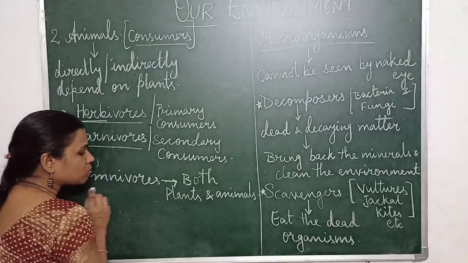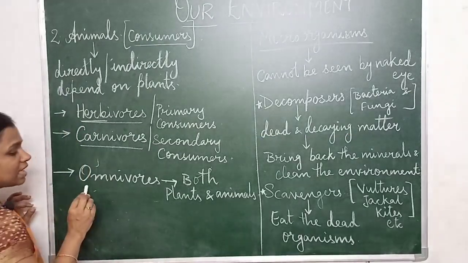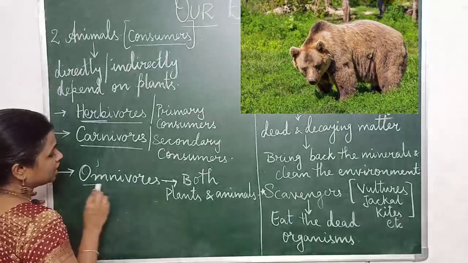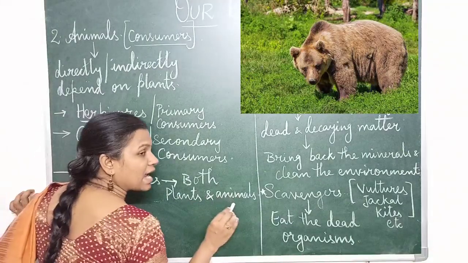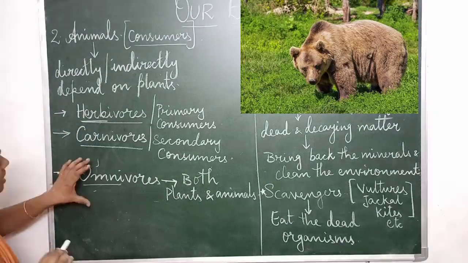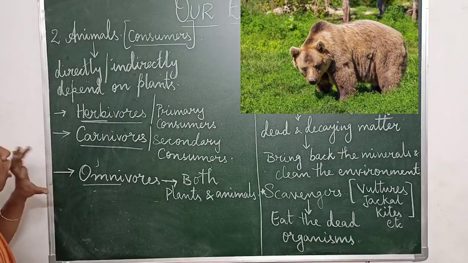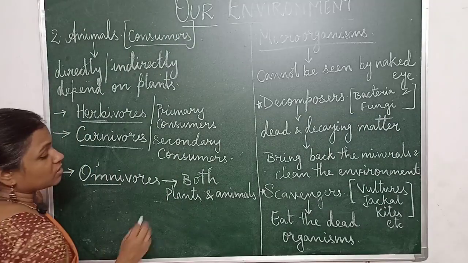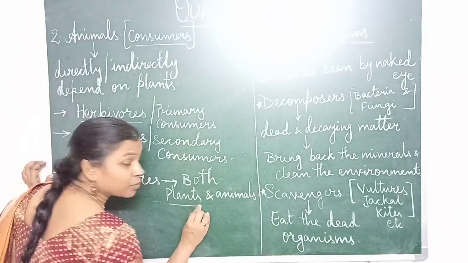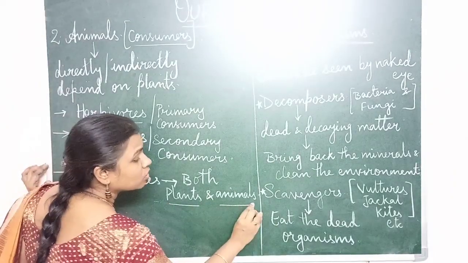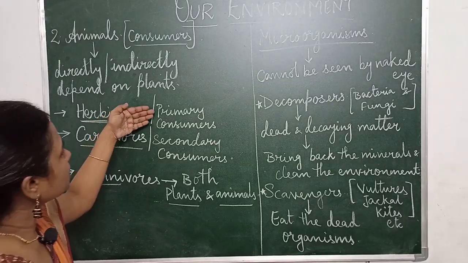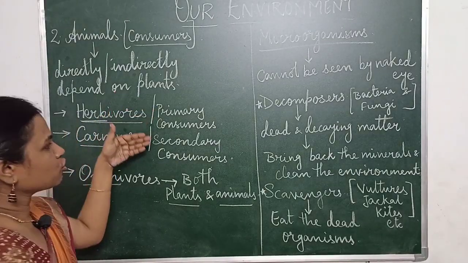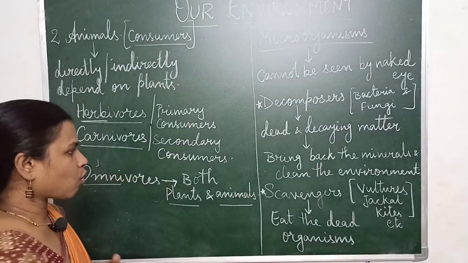Now, there is one more category of animals, that is omnivores. Omni means all. They eat both plants and animals. So these are the category of organisms or animals which are dependent on both the producers and also the consumers. Now here children, I have also written it as the primary consumer, secondary consumer and so on.